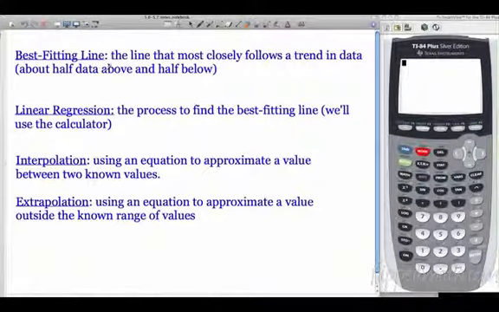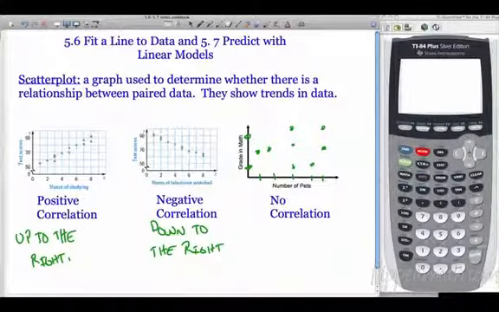Alright, so let's take a look at our last page. Half the data above and half the data below. So it's kind of tricky, but if you look there, that's a pretty good line of best fit because about half the data points are above, half are below, and it does go through some points, right? Whereas if I drew this line here, this would not be a good best fitting line because there are not equal amounts of points below and above. Do you think I can have a best fitting line for no correlation? That's right, absolutely not. There's no correlation, there's no line.